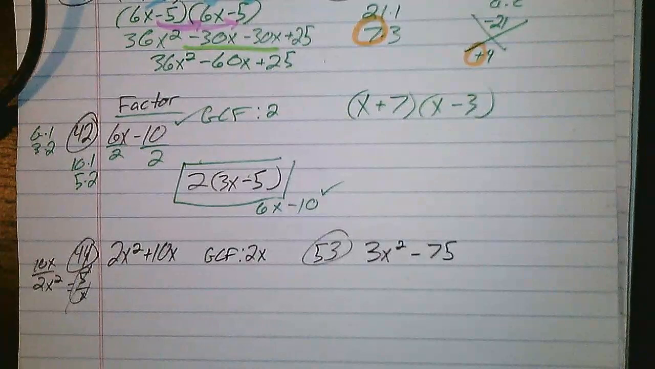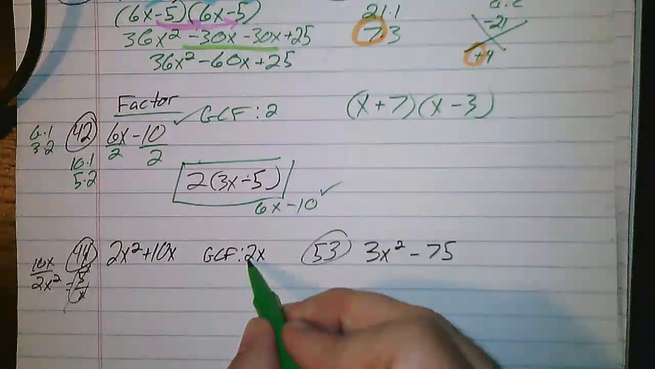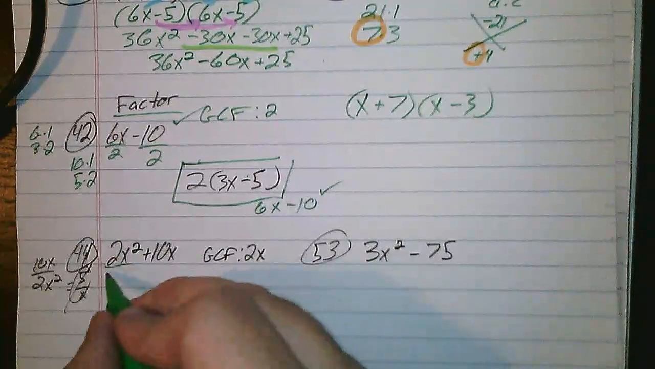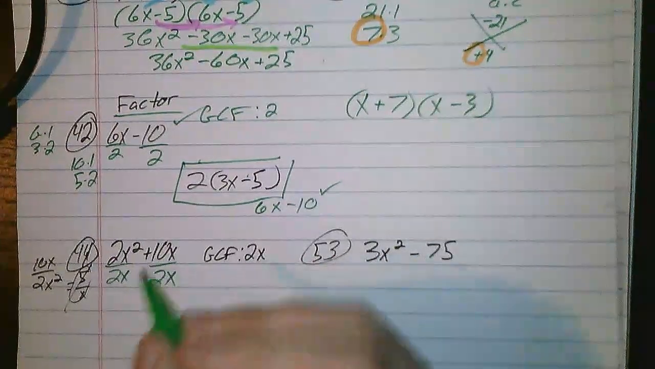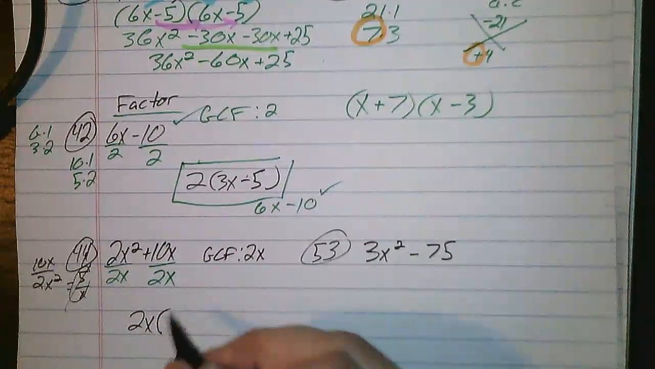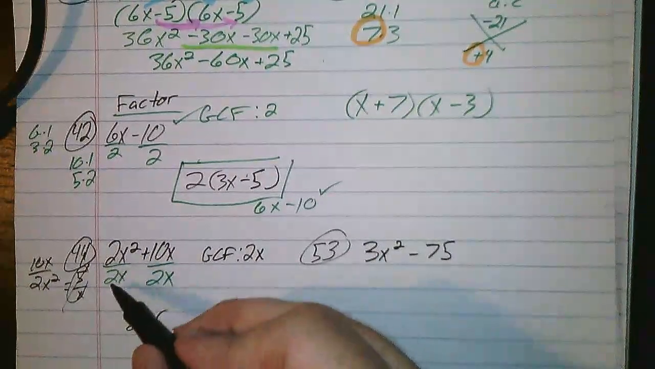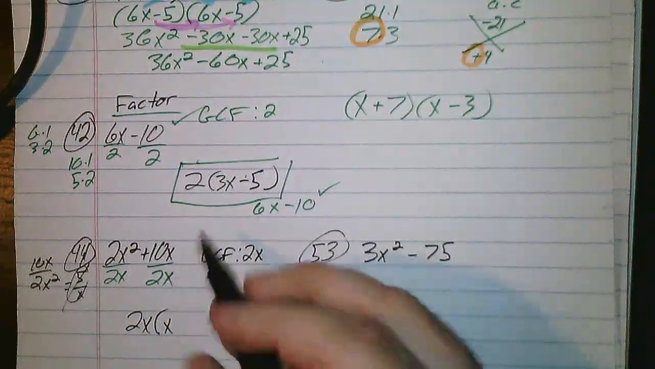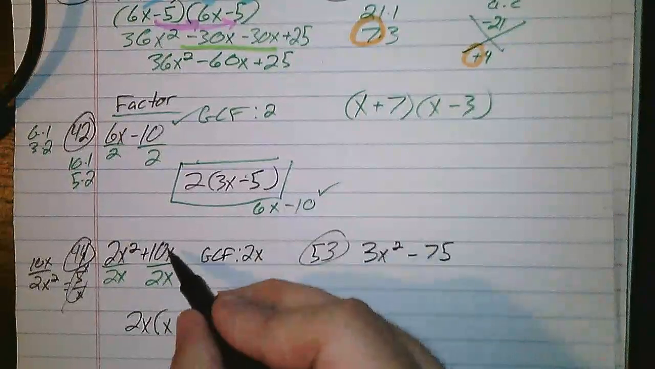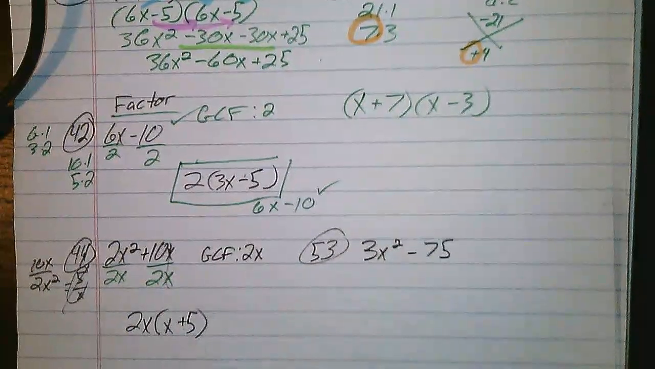So it's the smaller of the shared exponents and the biggest coefficient we can take out. So divide these by 2x. We don't forget to put our 2x GCF out in front. 2x squared divided by 2x is x. 10x divided by 2x, the x's will cancel. 10 divided by 2 is 5. And you could always check your work.